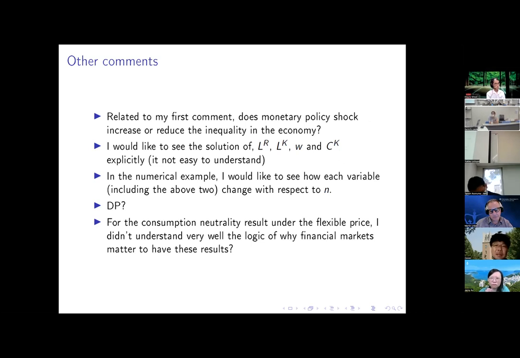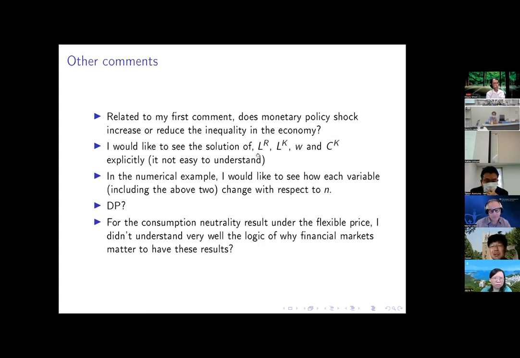I think it's nice to look also at how monetary policy impacts inequality. Maybe this is not the focus of the paper, but I would like to really see how the H index changes according to the monetary policy. And I would like also to see the exact solution for other variables.